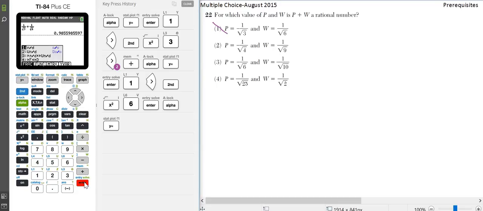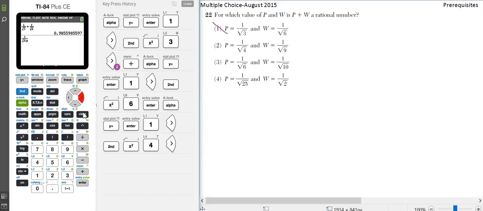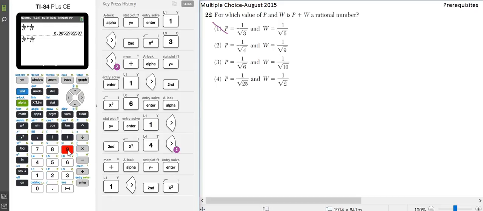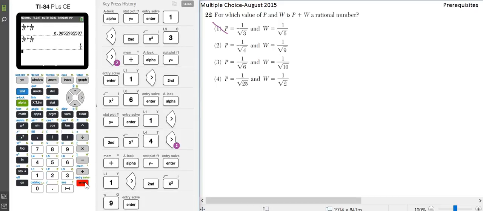Alpha y equals, enter for a fraction, 1 over square root of 4, plus alpha y equals, enter, 1 over the square root of 9. Enter. This is a fraction. 5 over 6 is a fraction, and therefore this is a rational number. Choice 2 is the answer to the question.